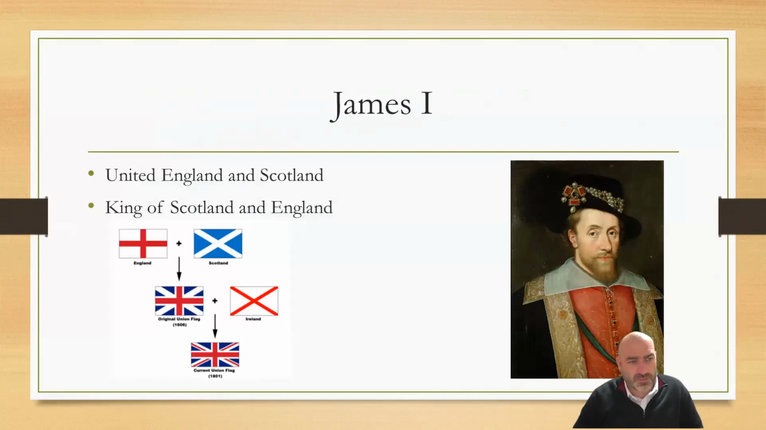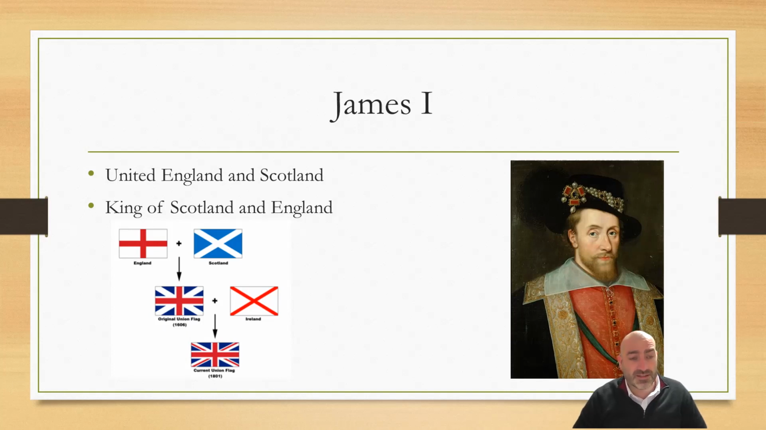Okay, regarding James. When Elizabeth I died, England still wanted a Protestant ruler to take over. So this is where James came into the story. James was the King of Scotland, and he was actually the cousin of Elizabeth I. So he went on to take both the Scottish and the English crown. He was the leader of both countries.